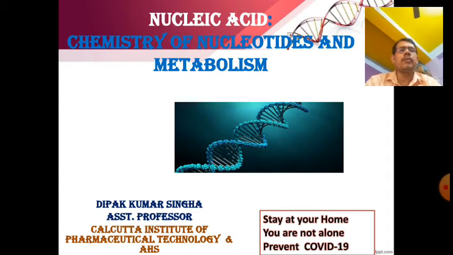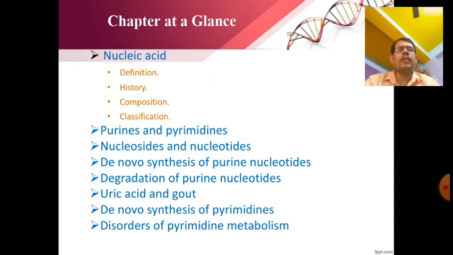Next we discuss step by step. First, the nucleic acid: the definition, history, composition and classification. Another topic is the purine and pyrimidine bases, nucleotides and nucleosides, how to synthesize purine nucleotides and the degradation of purine nucleotides, uric acid and gout, and de novo synthesis of pyrimidine and disorders of pyrimidine metabolism in this first chapter.